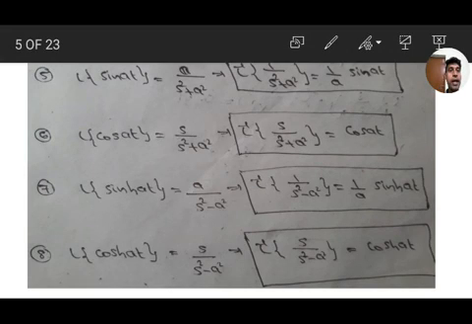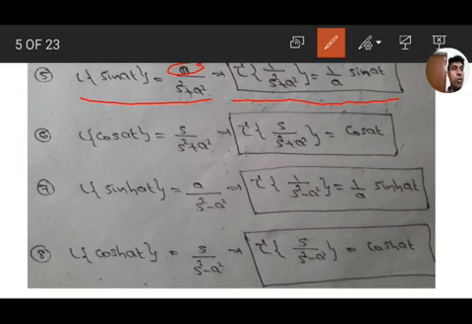L of sin at equals a by s square plus a square. Therefore, the L inverse is the reverse. This a is a constant, so it comes as 1 by a. L inverse of 1 by s square plus a square equals 1 by a sin at. The a comes to this side as a constant outside, that means 1 by a into sin at.